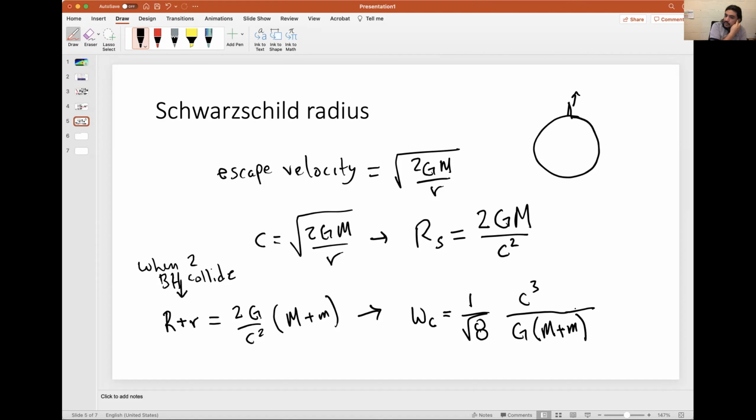Okay, so now this is the angular frequency, and this angular frequency is when they're colliding. So what we have is, let me put it up here, the actual frequency is just omega c over pi. That's the highest frequency that we would see. All right, any questions?